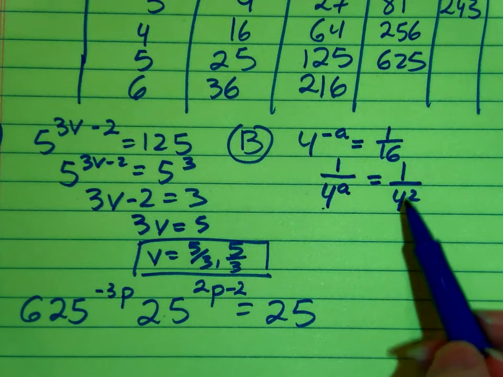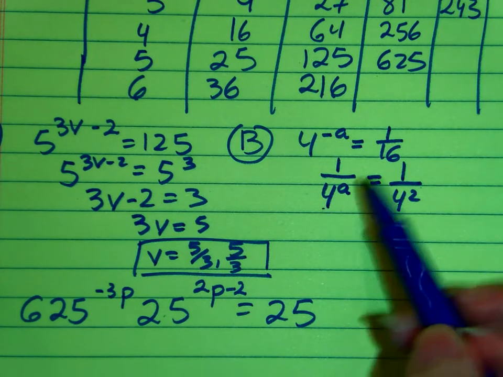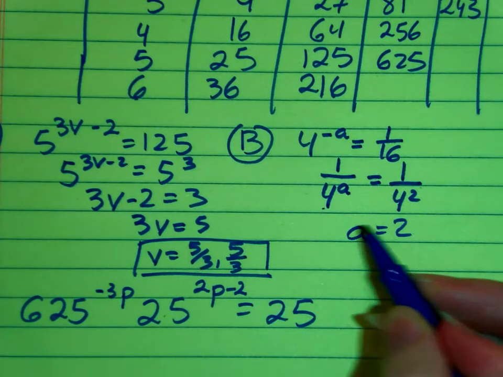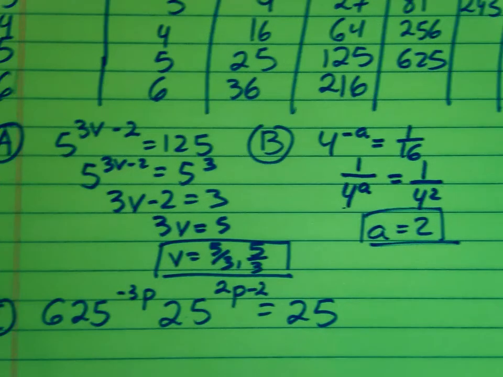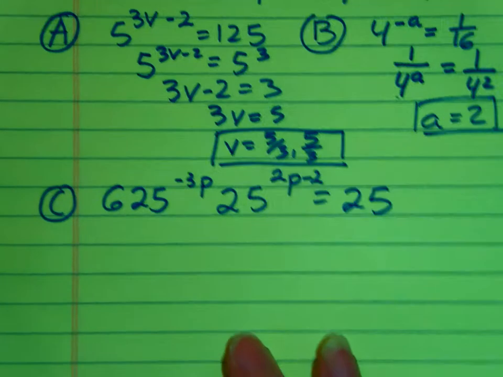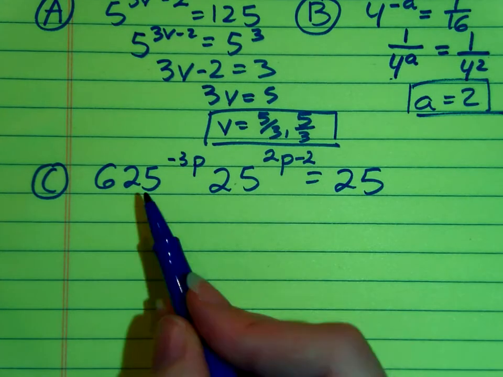Common base and both being under 1, you're still good to go. So 1 over 4 squared equals 1 over 4 to the a. That means a has to equal 2. Don't overcomplicate it if you get a problem like that.